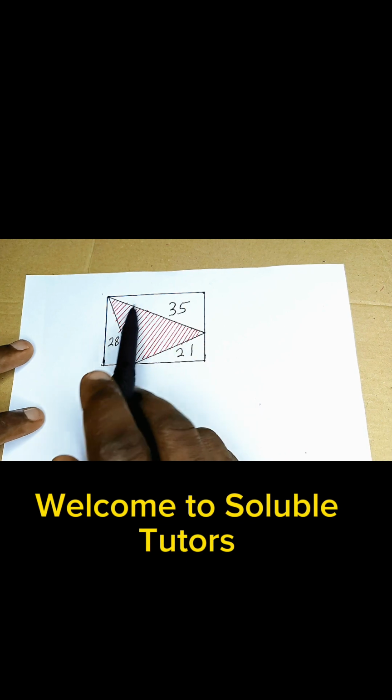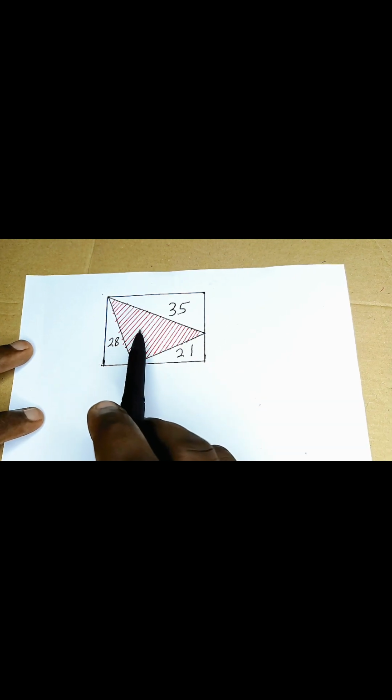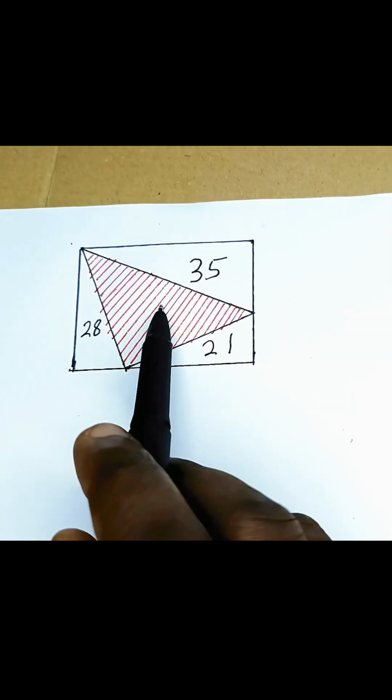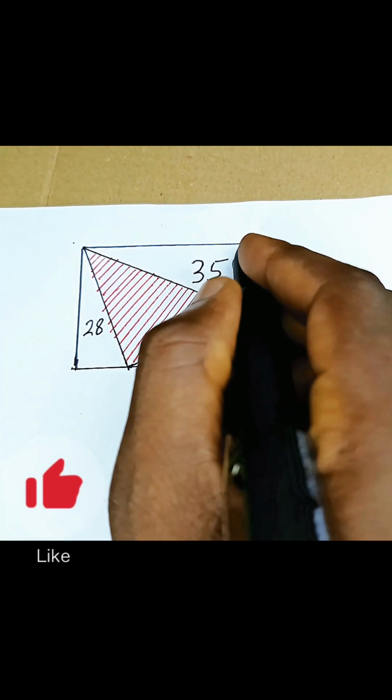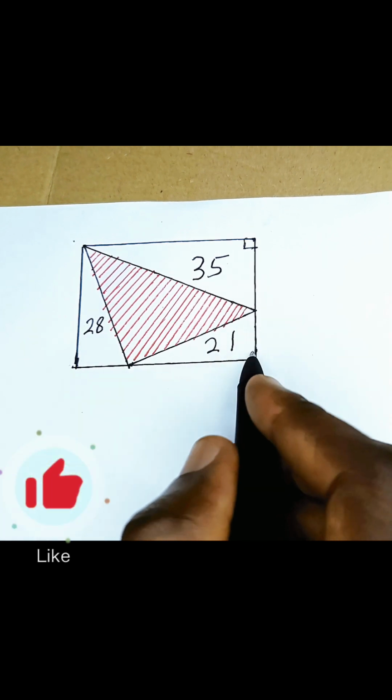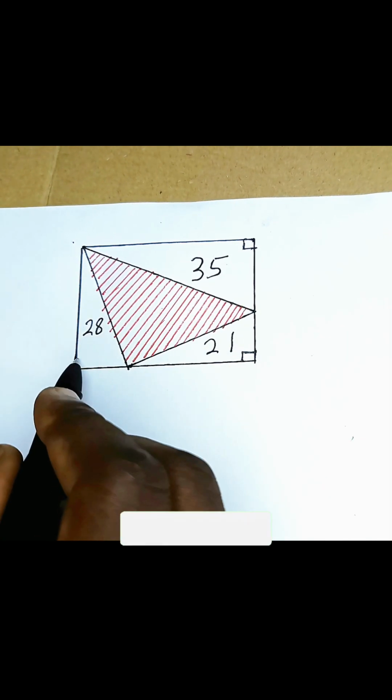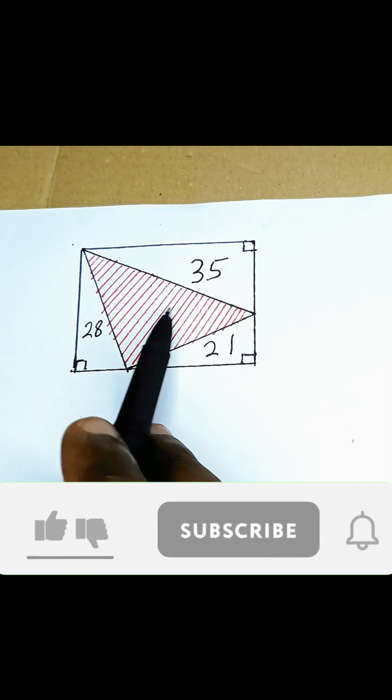We are to solve for the area of the shaded portion here. We are given the area of this right triangle, the area of this other right triangle, and the area of this another right triangle. We have to calculate this.